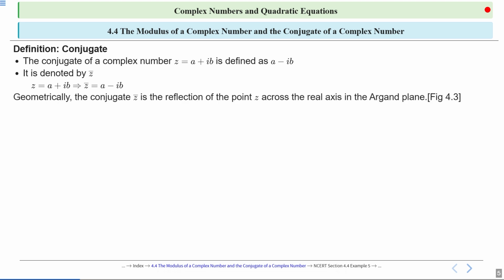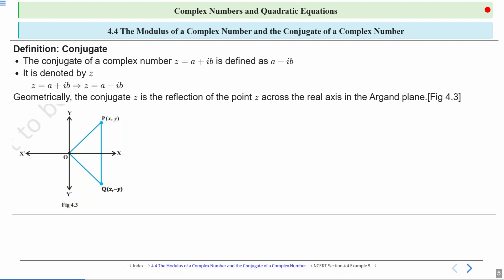Now we will look at the geometrical meaning of conjugate. So geometrically, the conjugate of z, which is z bar, is the reflection of the point z across the real axis in the Argand plane. So in other words, if we plot z on the complex plane, its conjugate will be directly opposite across the horizontal axis. So this visual helps us understand how conjugates relate to each other.